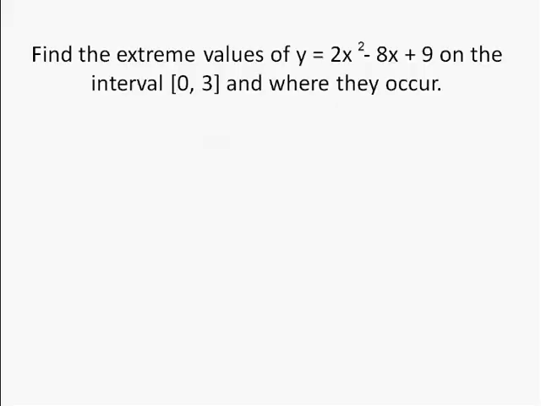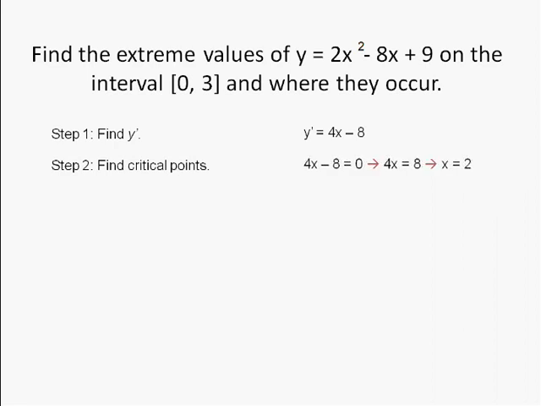Okay, let's go on. Let's do a problem. Find the extreme values of y equals 2x squared minus 8x plus 9 on the interval 0 to 3 and where they occur. Step 1, let's find y prime. Y prime is basically the derivative, so this is what you get, 4x minus 8. Step 2, find critical point. Remember that a critical point is where y prime equals 0 or doesn't exist. So you set the equation to 0, and you get x equals 2.